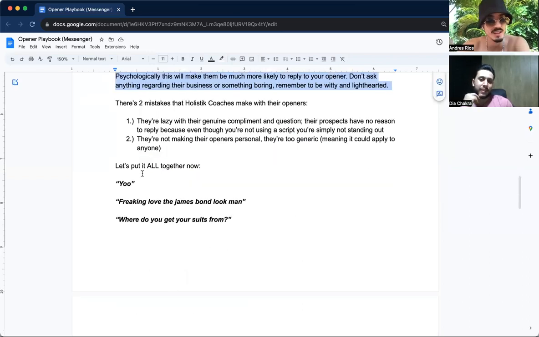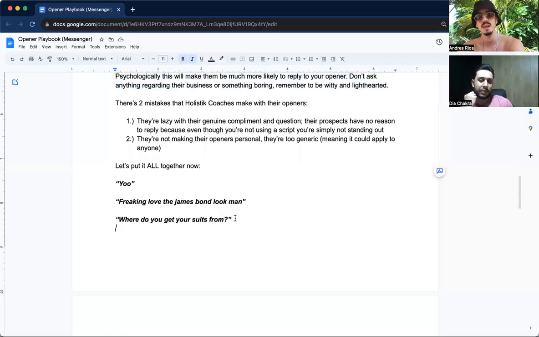So let's put it all together now, right? So yo, freaking love the James Bond look, man. Where do you get your suits from? If you see that someone is wearing a suit, this would be a really good opener. Now, again, you have to respect the three things of the opener. It's the first message, then the compliment, and then the question in three separate messages, by the way. It's like the first line, then the next one, and the next one. That's the way that I like it.